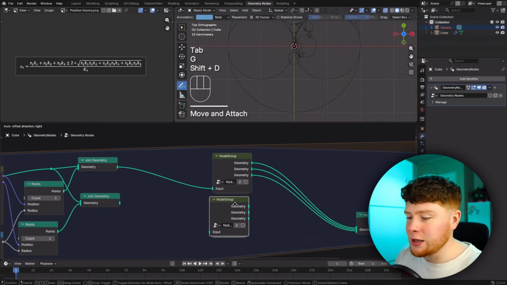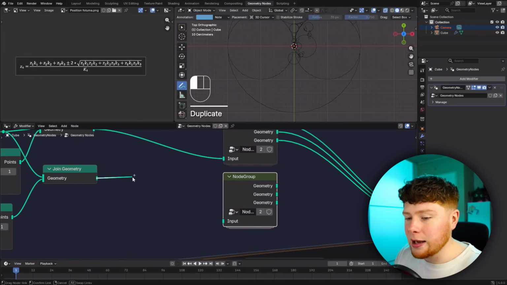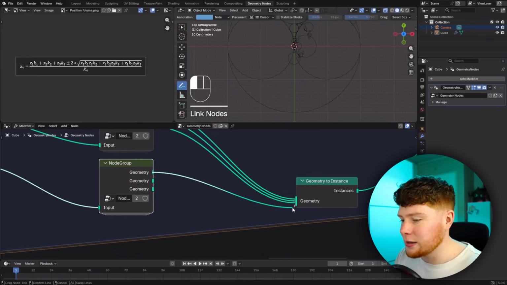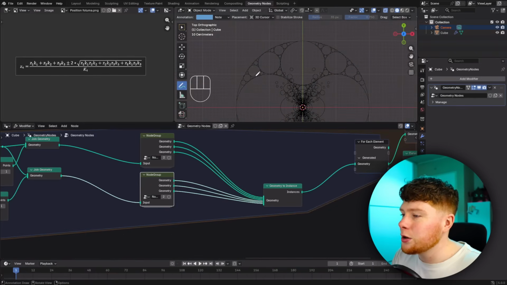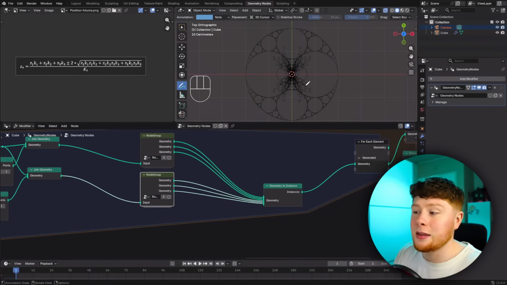Let's press shift D to duplicate it. And let's connect the negative part with it. And let's also connect it like so with the geometry to instance. And then you see it perfectly works for all sides. And I think that's really cool.